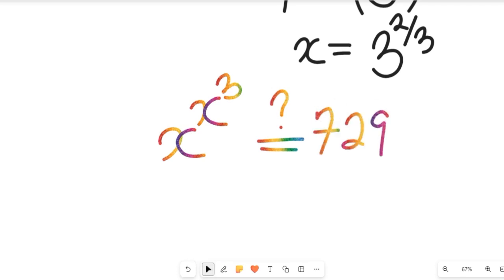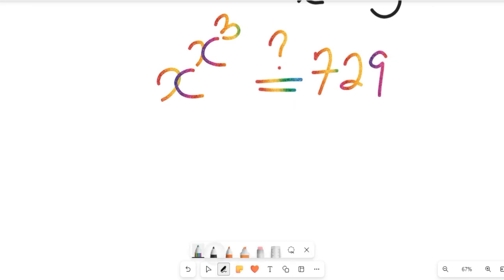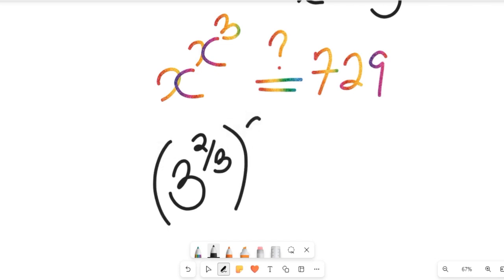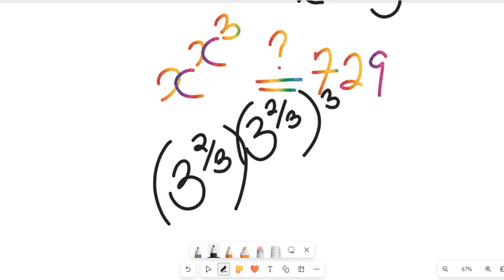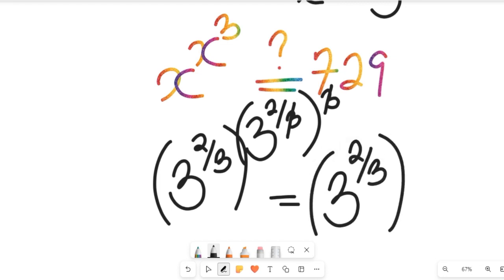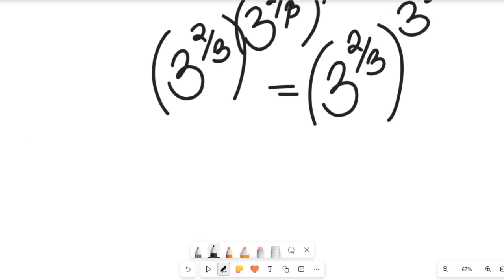Let's check it out. If we simplify that, we'll have 3 to the power of 2 divided by 3, multiplied by 3 to the power of 2 divided by 3, and all of these will be to the power of 3. Now you notice that this will clear this, and that expression will give us 3 to the power of 2 divided by 3, all to the power of 3 to the power of 2. Now 3 to the power of 2 will give us 9.